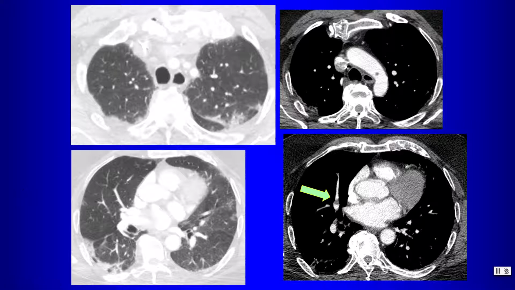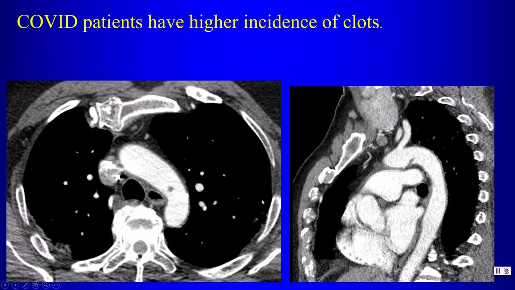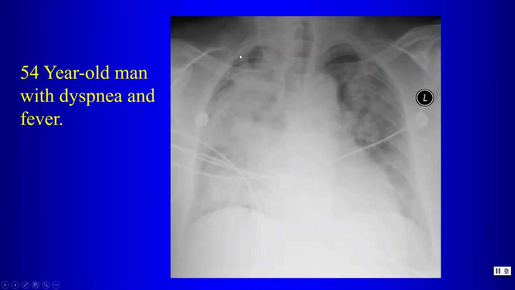One other thing to remember about COVID is that it can make patients hypercoagulable. So we may see clots. Here's a patient with pulmonary embolism from COVID, and this patient also has a clot here within the aorta. So hypercoagulability can be associated with COVID. Here we see the clot in the aorta in this particular patient who had COVID.